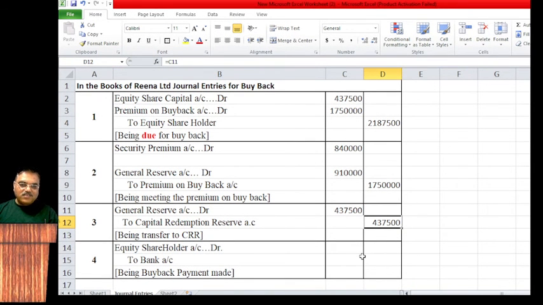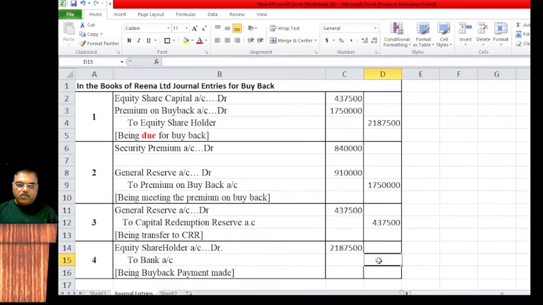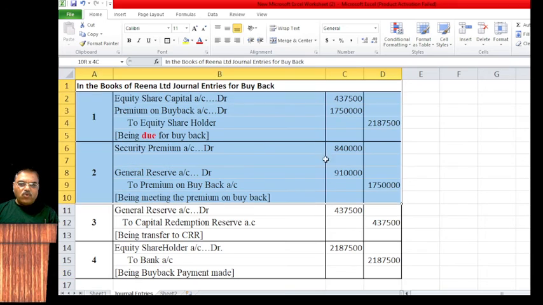And the last journal entry, the amount that we are going to pay: equity shareholders account debit to bank. Here how much are we going to pay? Whatever the total amount, 21,87,500. Or see this one, that amount we are going to pay. Finish. So this is the very simple way that you have to write a journal entry.